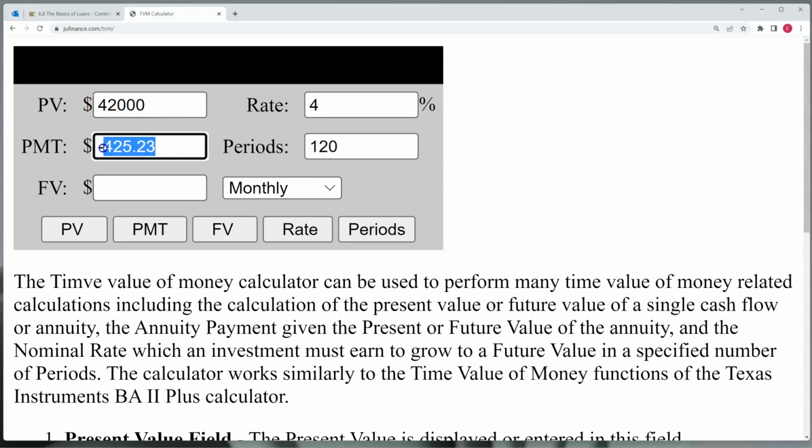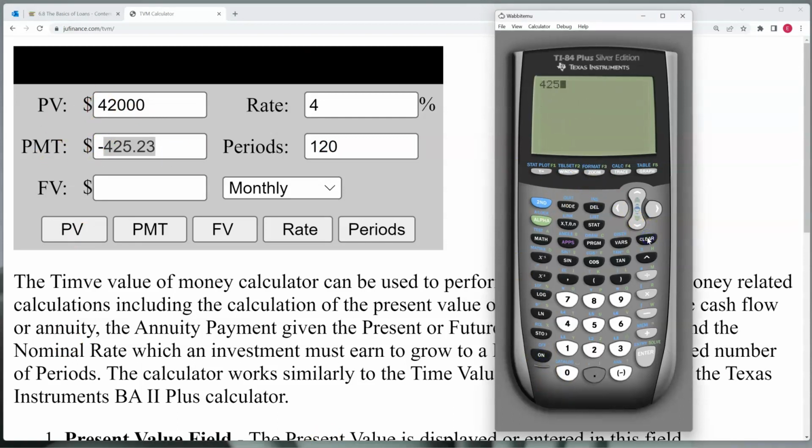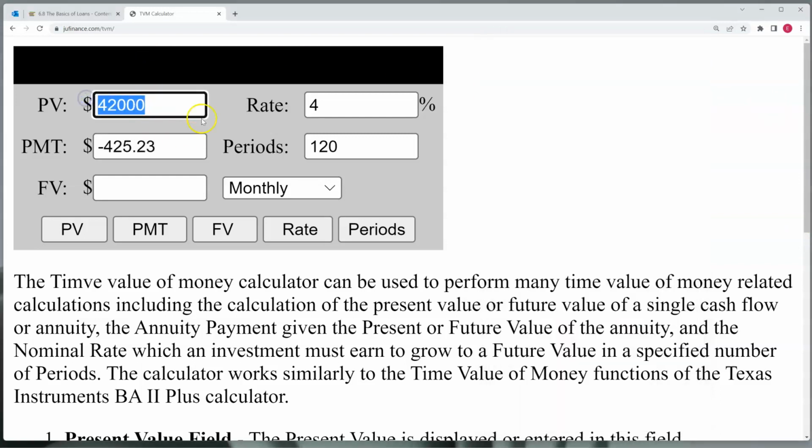In fact, think about the total payment here. If we bring up the calculator, if we paid on the car $425.23 for 120 payments, then you've paid $51,027.60 for your $42,000 electric vehicle. It's even worse for houses. I mean, you still got a house, which is nice.